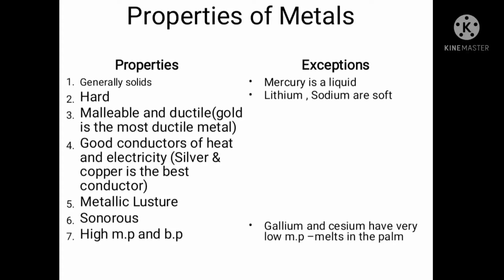Now we have learned about the properties of metals. Metals are solids at room temperature, but mercury is liquid at room temperature. Metals are hard. Exceptional cases are lithium, sodium and potassium, which are soft metals. Metals are malleable and ductile. They are good conductors of heat and electricity. Metals have luster. They are sonorous, and have high melting points and boiling points.